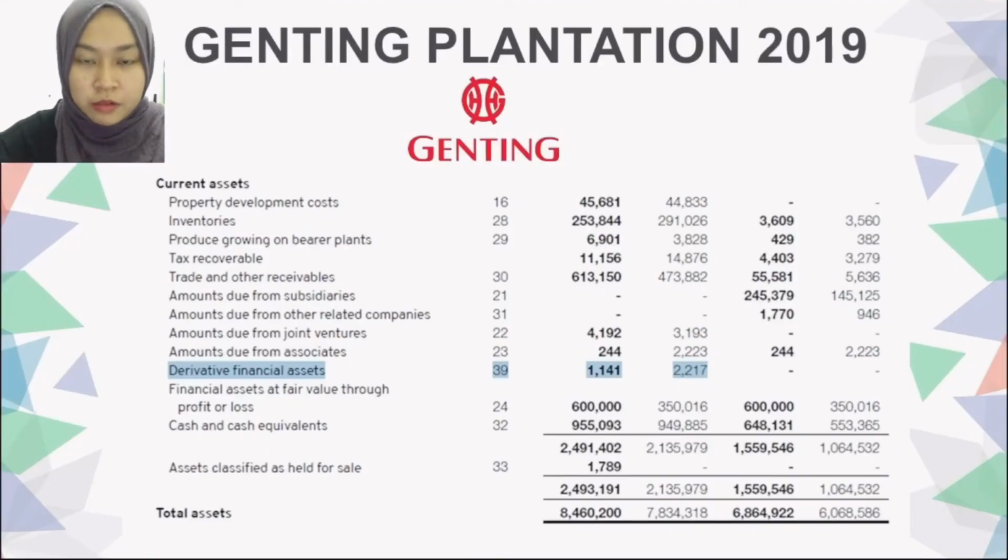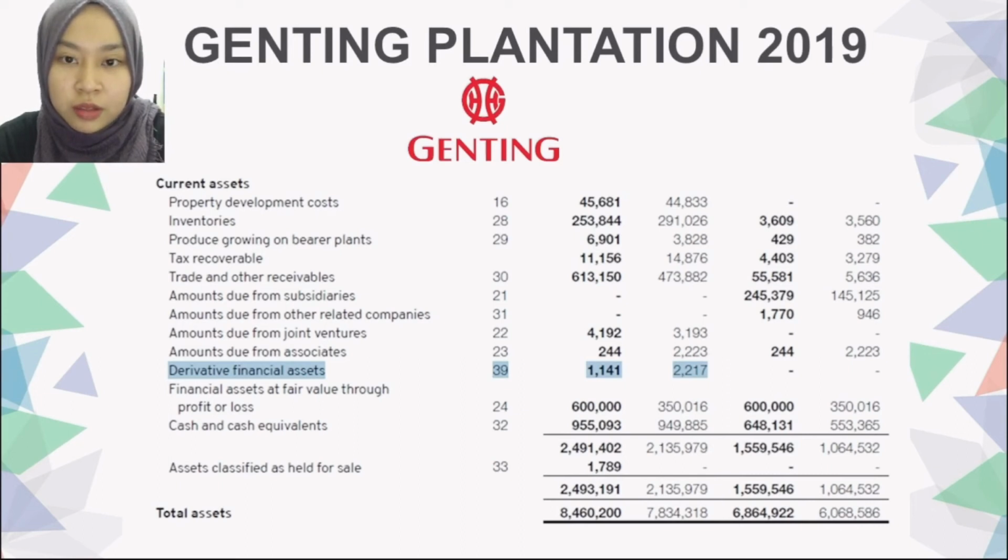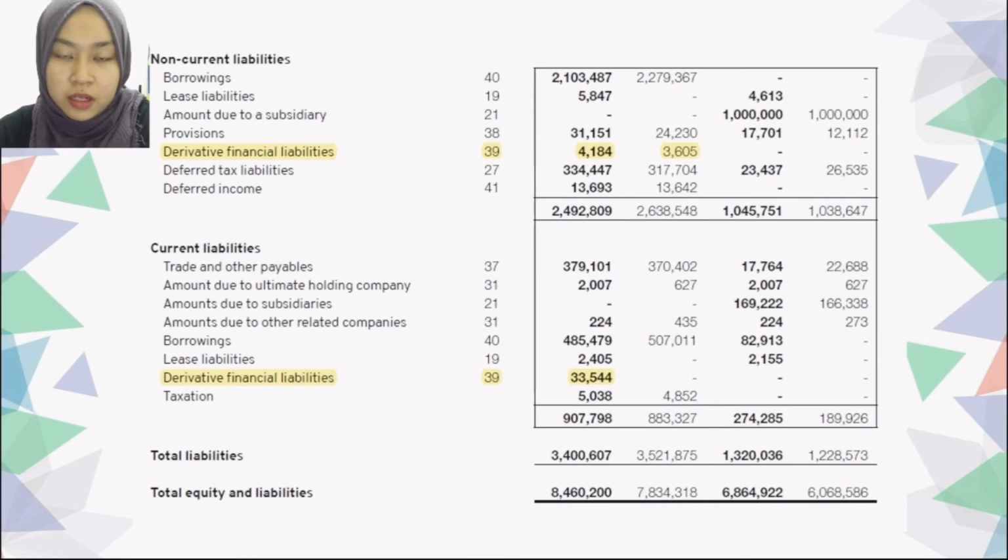For the example from the annual report, I added the annual report from Genting Plantations for the year ended 31st December 2019. So you can see in this consolidated financial statement, there is a derivative financial asset which amounts to 101,041 in 2019 and 2,217 for 2018. In the consolidated financial statement also, under the non-current liabilities, they have derivative financial liabilities which amount to 4,184 for year 2019, and for the current liabilities, they also have derivative financial liabilities at the amount of 33,544. So let's see the notes to the accounts to see what is inside this.